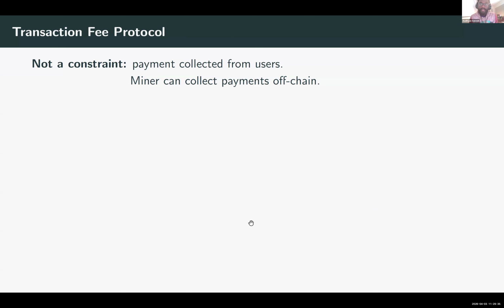Great. So now let's go and try to formalize the notion of transaction fee protocols. As I mentioned before, the job of a protocol is to set loose constraints on the agents, right? So we'll try to figure out what exactly the constraint is. As mentioned before, the point here is that payments can't be a constraint because, sure, you can charge payments on chain, but at the end of the day, the miner might just go off chain and collect payments from the users off chain. So we give up on payments being a constraint.